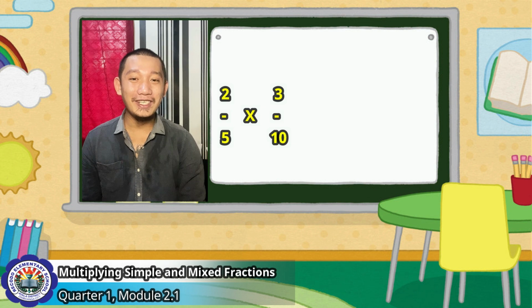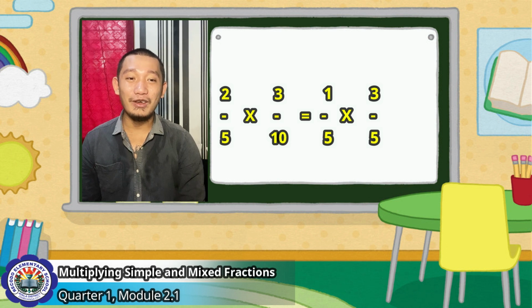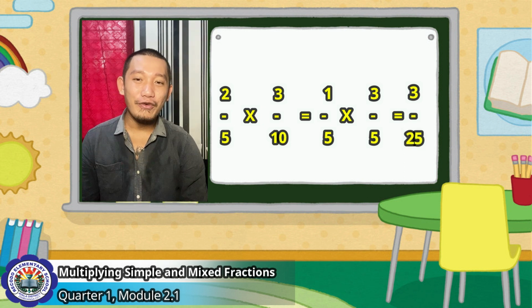2 divided by 2 will give us 1, and 10 divided by 2 will give us 5. Therefore, our fractions will be 1/5 times 3/5. 1 times 3 will give us 3, and of course, 5 times 5 will give us 25. 3/25 is already our final answer since it has no divisible numbers.